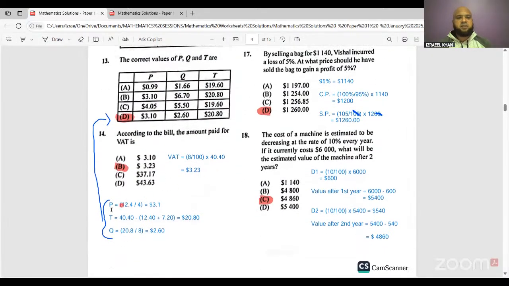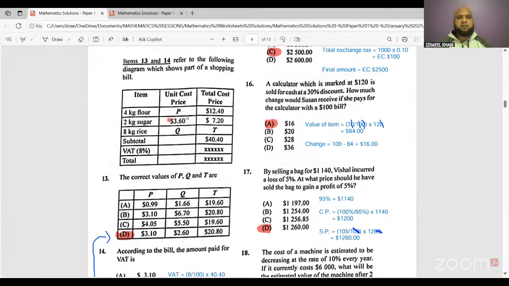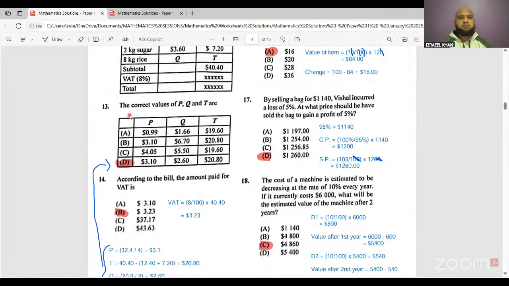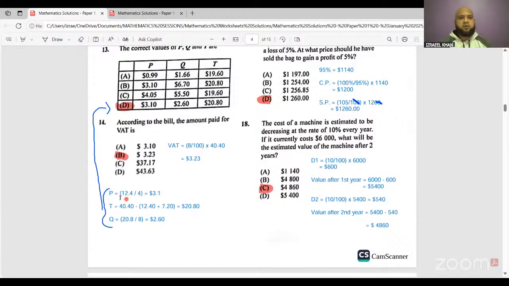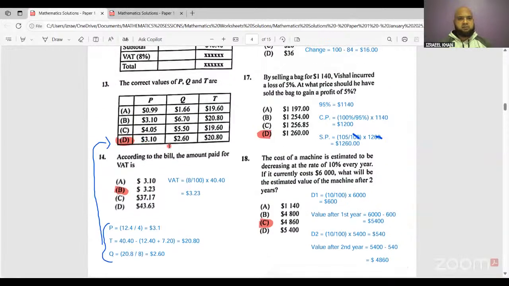I found some space below to do it. And how do we work out P? If we look at it carefully, we divide the total cost, which is $12.40, by the number of kilograms to find the cost per kilogram. If we divide $12.40 by 4, what will we get? 4 into 12 is 3, 4 into 4 is 1, with the point in the middle, you get $3.10, right? So immediately you can see A is wrong and C is wrong. So between B and D already.